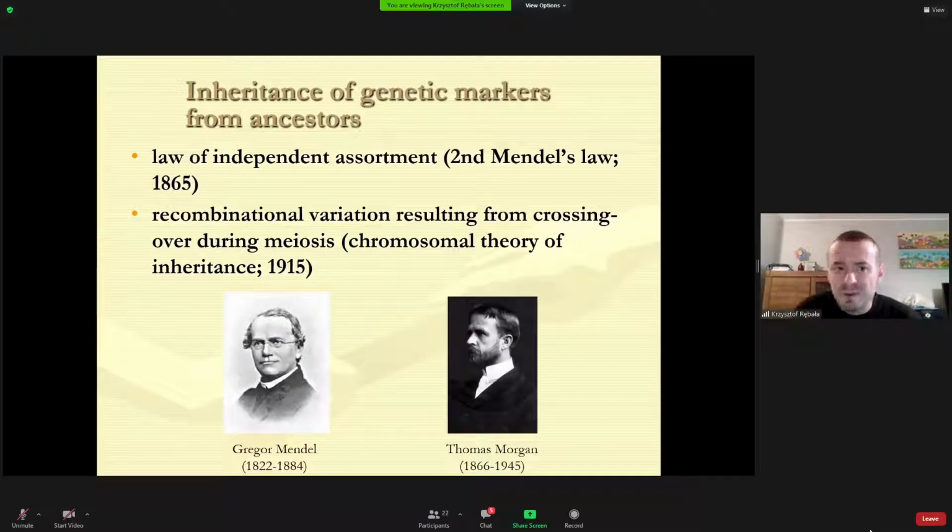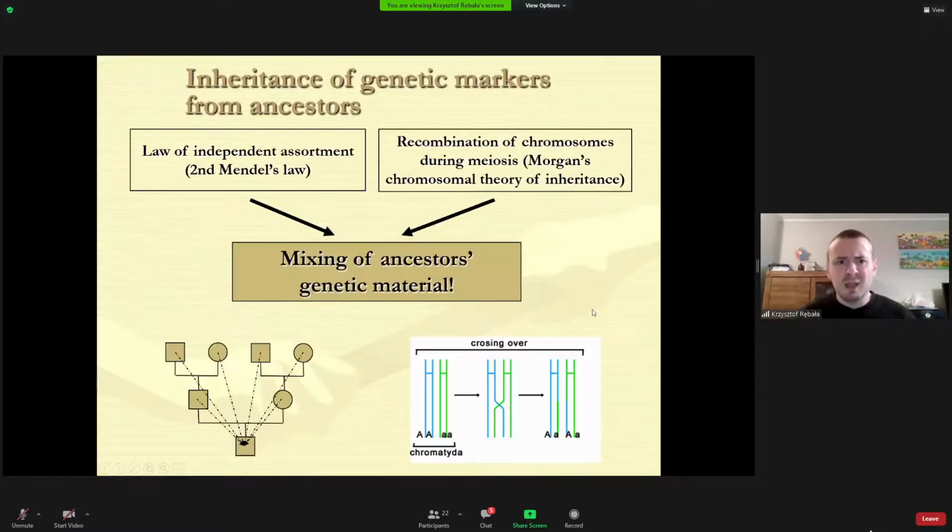And the other fact which you are aware of is the recombinational variation resulting from crossing over during meiosis, which was described in the chromosomal theory of inheritance in 1915 by Thomas Morgan. Based on these two theories, we know that DNA from our ancestors is mixed. We are a mixture of DNA of our different ancestors.